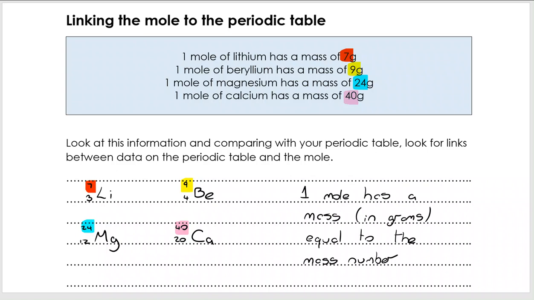So we learnt earlier that carbon dioxide has a relative formula mass of 44. That means that 1 mole of it has a mass of 44 grams.